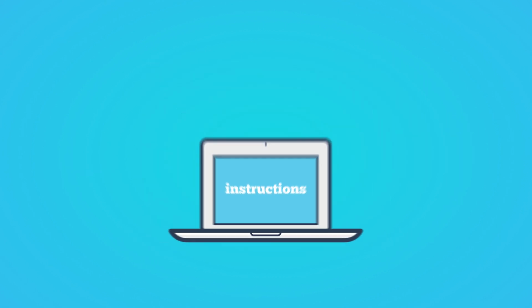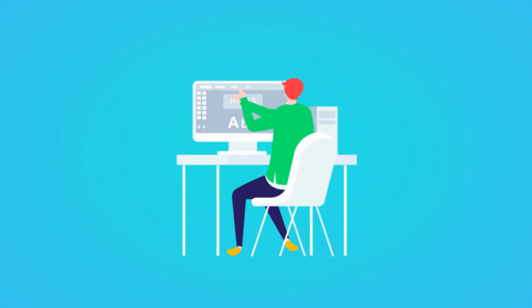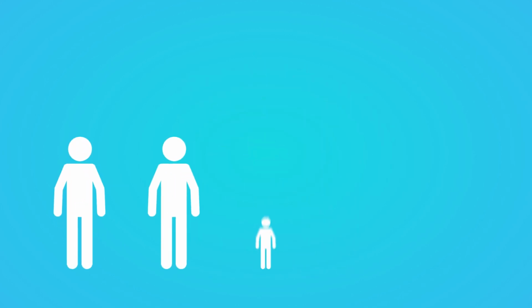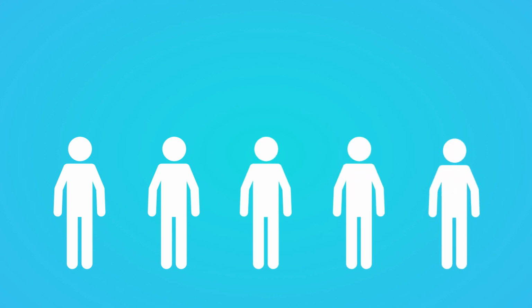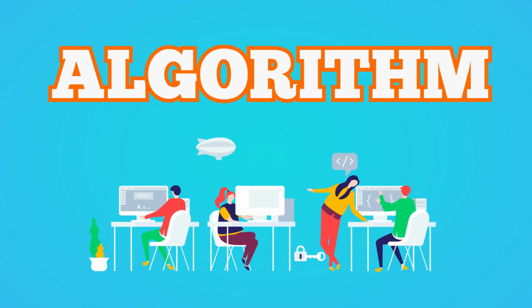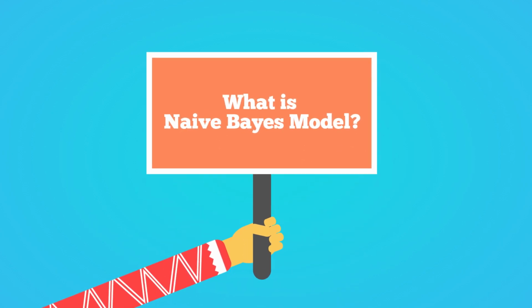Though computers run algorithms constantly, humans can also solve problems with algorithms. For example, how would you go about counting these men? Well, you probably count each person one at a time and count up from 0 to 5. And that's an algorithm. Now to business, what is the naive Bayes model?